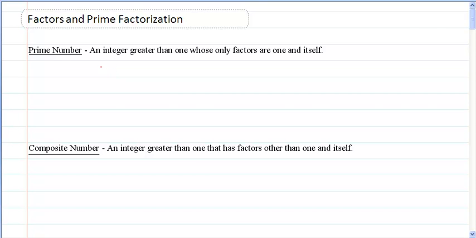So a few examples of prime numbers would be the number 2, 3, 5, and 7. Because if I list the factors of each of these numbers, each number only has factors of 1 and itself. So 1 times 2 is 2, 1 times 3 is 3, 1 times 5 is 5, and 1 times 7 is 7. But a composite number is an integer greater than 1 that has factors other than 1 and itself.